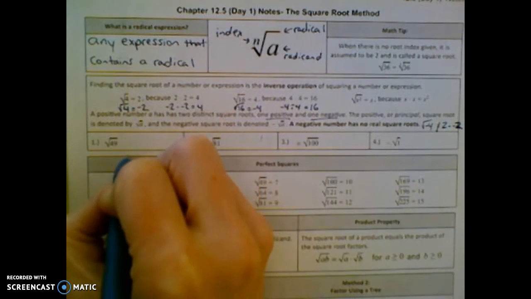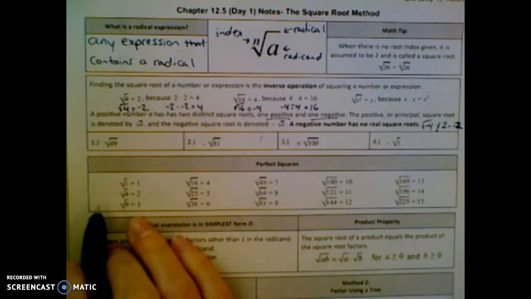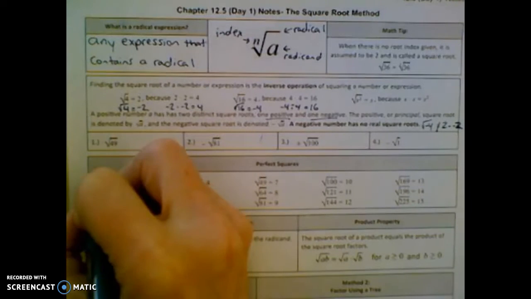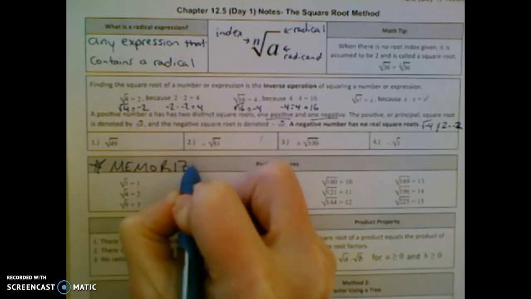Okay, so going over here to square root 49. Well, hopefully you know square root of 49. Here's your perfect squares list. You're going to need to memorize. So let's go ahead and write that on there. You need to memorize this list.